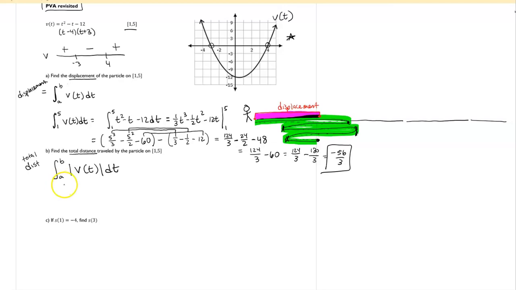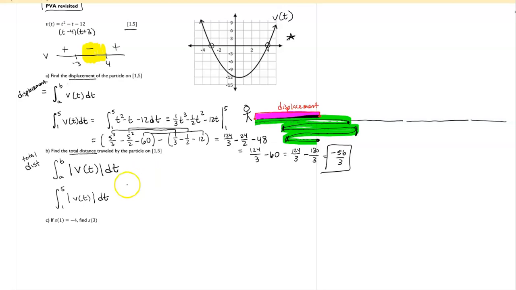So for our problem, total distance would be equal to the integral from 1 to 5 of the absolute value of v of t dt. So why did I make that sign chart up above? This is going to help me. Everywhere up until 4, our function is negative. I don't want to consider that function being negative. I want to think about everything being the same sign or positive.